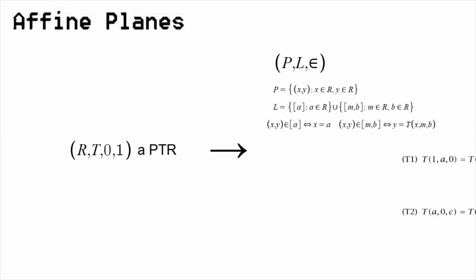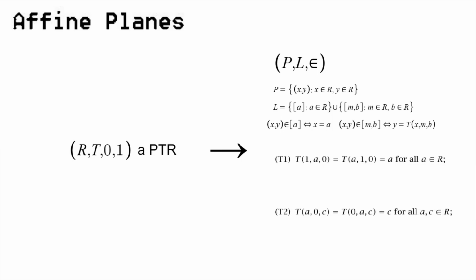The first two PTR axioms tell us some things about the structure immediately. Since A equals both T of (1, A, 0) and T of (A, 1, 0), we have that the point (1, A) is incident with the line [A, 0], and (A, A) is incident with [1, 0]. So the points on [1] correspond to the slopes of the lines through (0, 0), and [1, 0] is the identity line as before. Similarly, since C equals both T of (A, 0, C) and T of (0, A, C), we have that the point (A, C) is on the line [0, C] and (0, C) is on [A, C]. So the lines with slope 0 are the horizontal lines, and the y-intercept behaves as expected.